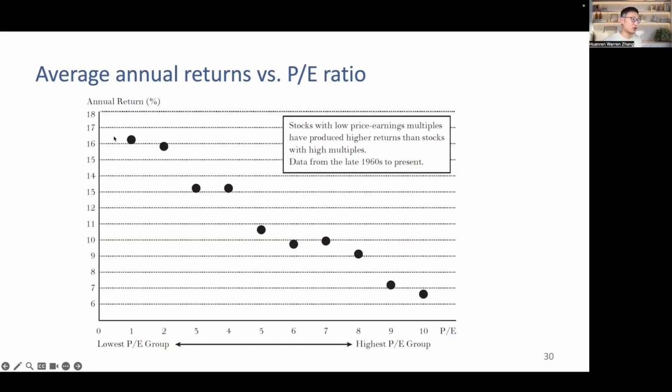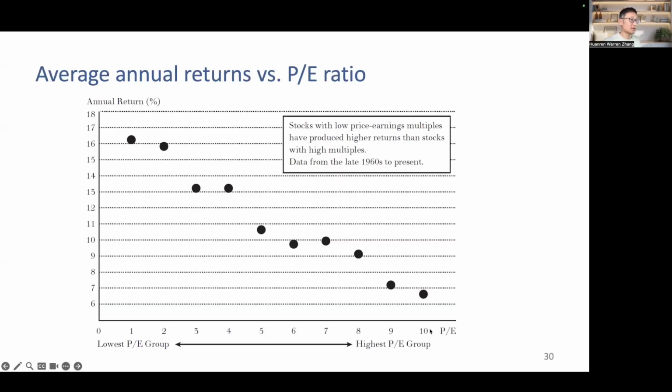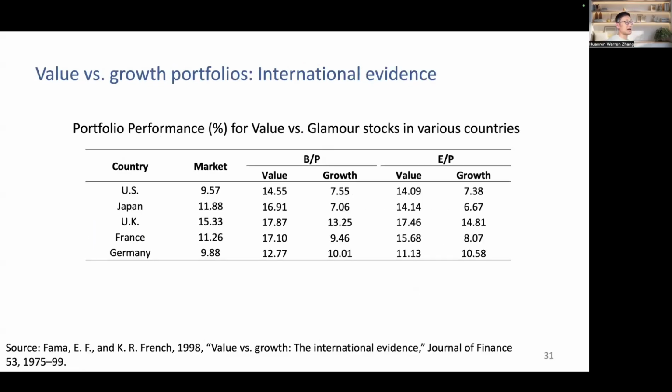So the top performing group with the lowest PE ratio provides a return of 16% each year, right? This data is from the 1990s to the early 2010s, right? And the highest PE ratio group only provides a return of less than 7%, right? So the best performing group provides more than twice as much as the return of the worst performing group. And the previous 2 slides are based on the stock market in the United States. So these conclusions are not limited to the US stock market, right?